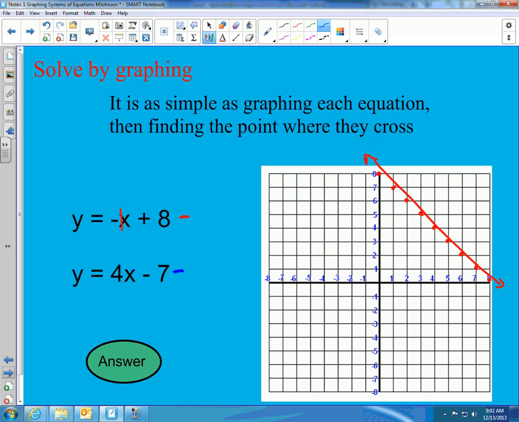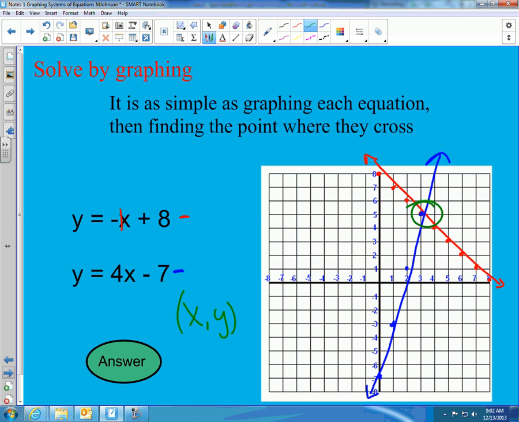Our next one has a y-intercept of -7 and a slope of 4 over 1. 4 over 1, and then 4 over 1 again, and then the next point will take us off our graph. All right, so we followed the first two steps. We graphed the first one, we graphed the second one, and the third step says find the point where they intersect. Our point should be written as an ordered pair, (x, y).